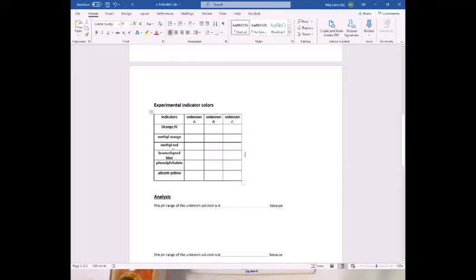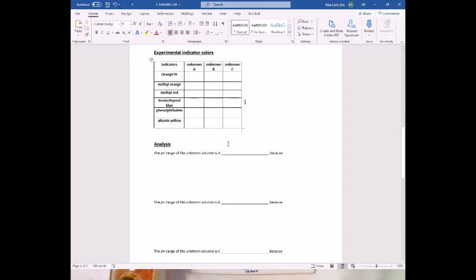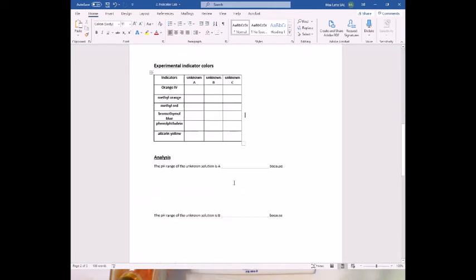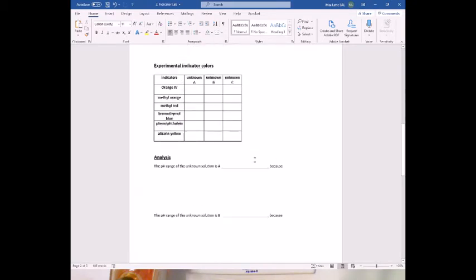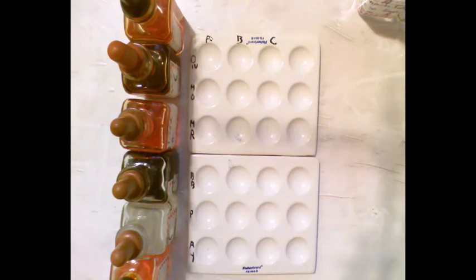So these are our 6 indicators that we're going to use. We have 3 unknown solutions, and we're going to try to find a pH range. So I'm going to do A as an example, and then that'll help you do B and C. Okay, so let's go to my camera. So I have A, B, and C. This is orange 4, methyl orange, methyl red, bromothymol blue, phenolphthalein, and alizarin yellow.